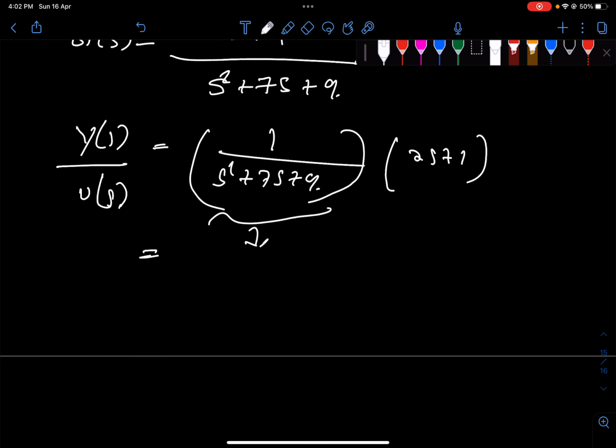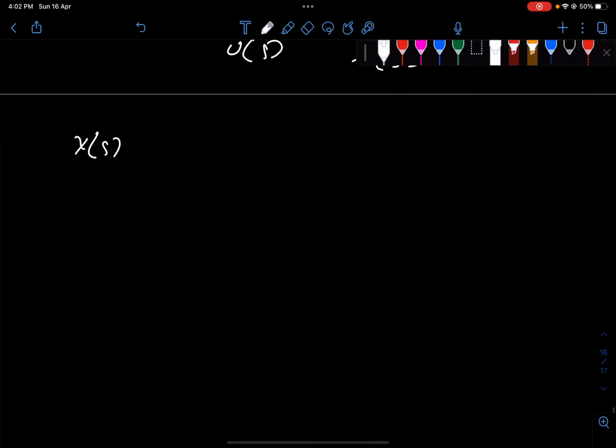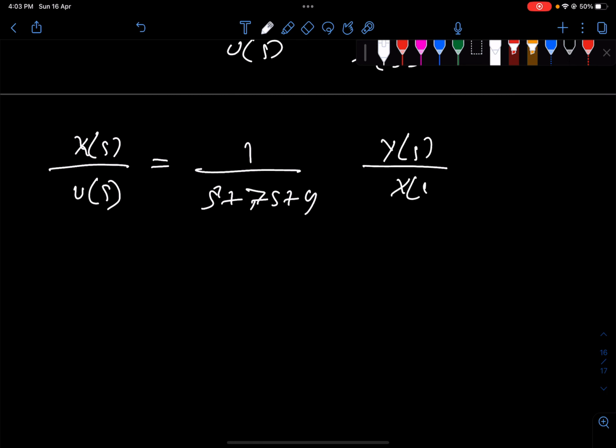You will multiply with X(s), and in between we will introduce a new function, that is X(s) divided by U(s), times Y(s) divided by X(s). So this is straight away what it is after a cross multiplication. It is multiplication, looks like this here, right? But we have named this as a new transfer function. That's only what happened here. So X(s) divided by U(s) is a new transfer function, that is 1 by s squared plus 7s plus 9, and Y(s) divided by X(s) will be a new transfer function, 2s plus 1, right?